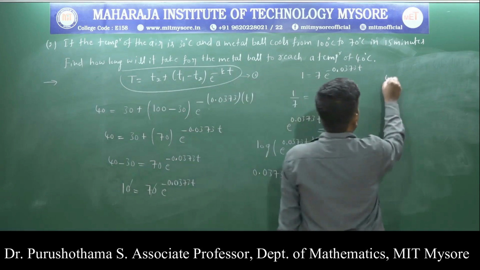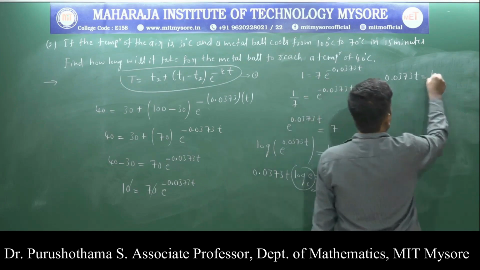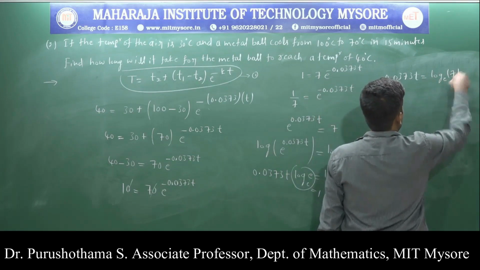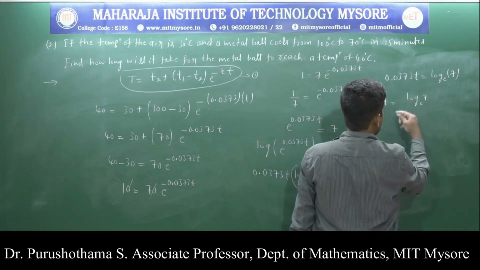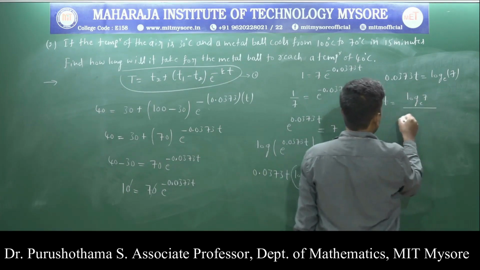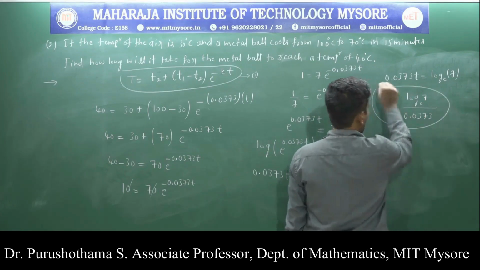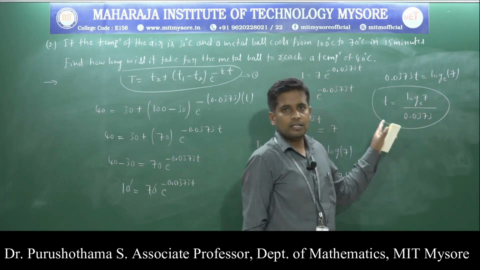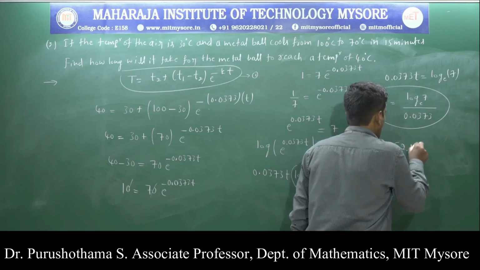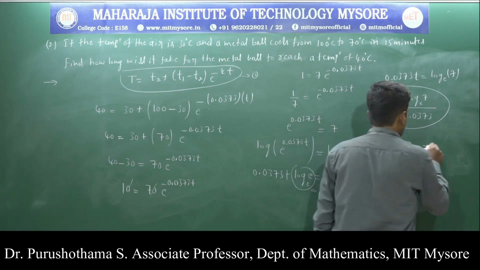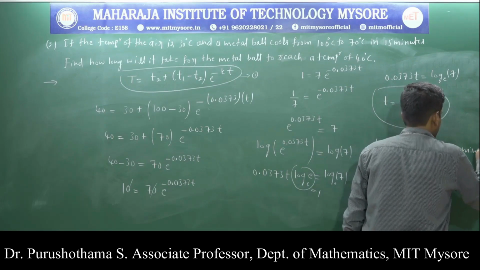Therefore, 0.0373 t is equal to log base e of 7, or t is equal to log 7 with base e divided by 0.0373. After calculation by using a calculator, we get t equals 52.17, or approximately 52.20 minutes.